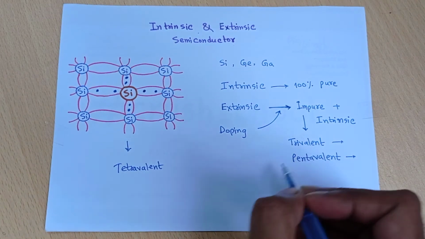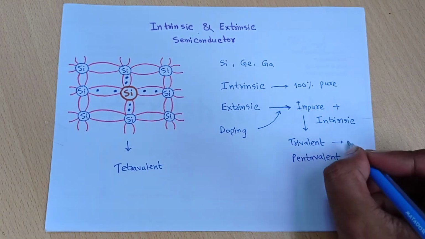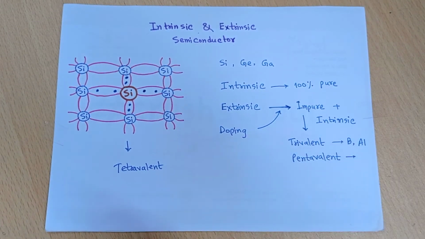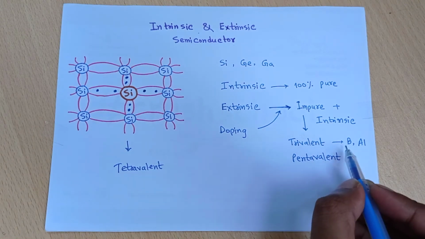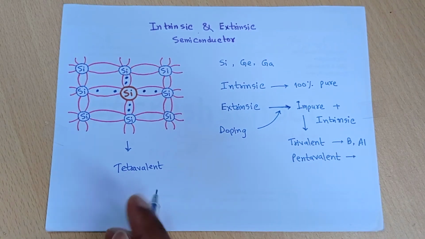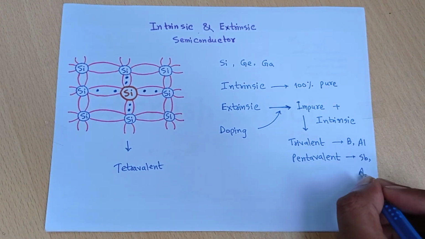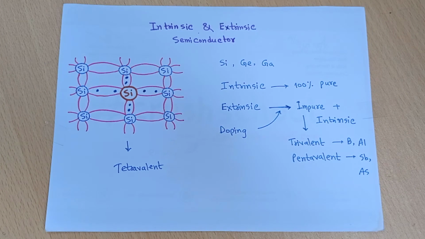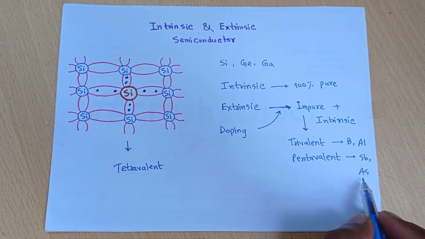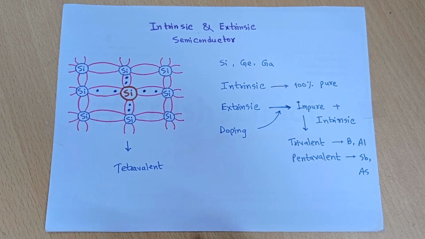So the trivalent atoms are, suppose, boron and aluminum, because boron and aluminum contain three electrons in the outer shell of the atom. So the valency of boron and aluminum is 3. Okay, and pentavalent examples are antimony or arsenic. So antimony and arsenic contain 5 electrons at the outer shell of their atom. So antimony and arsenic are very good examples of pentavalent atoms.